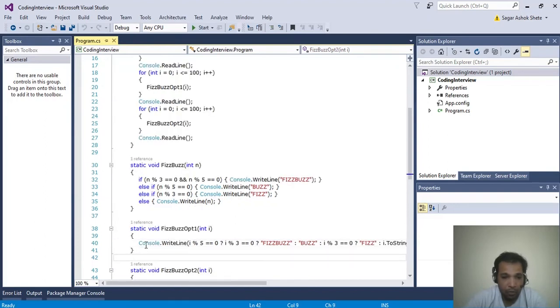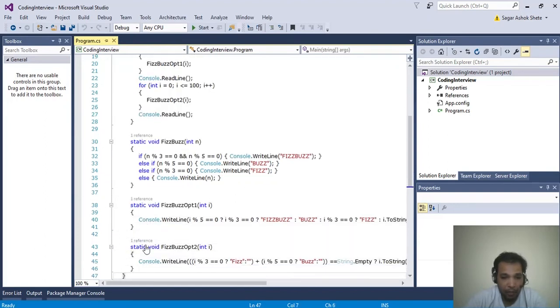So there is one more optimized way which I would be sharing with you. This one is checking using the conditional operator. This one is the actual condition, the one highlighted in blue. If the whole output of this, if i divisible by 3 and 5, is equal to string.Empty, then print the actual number, which is the actual number that I am having.